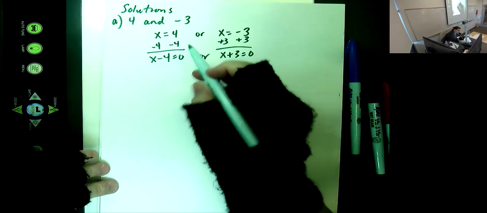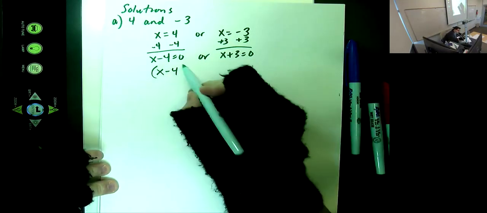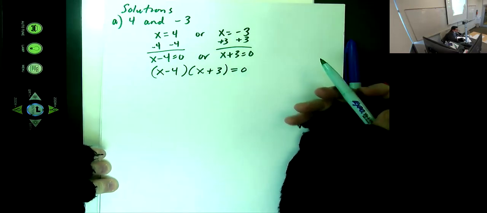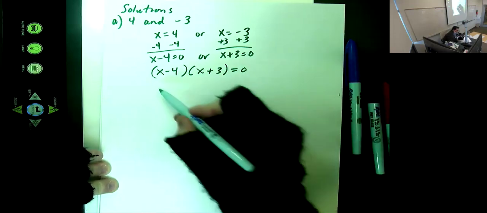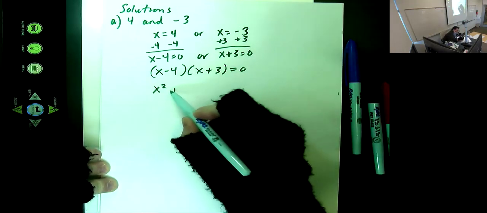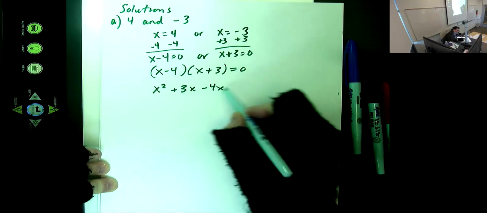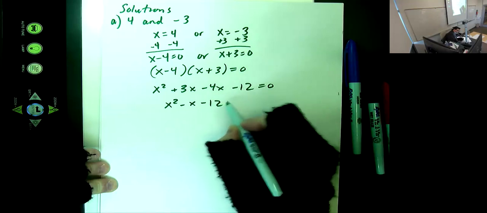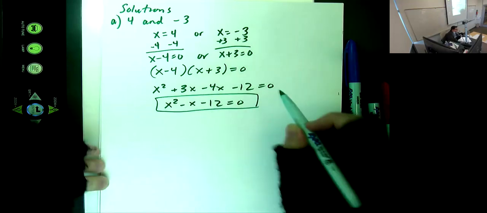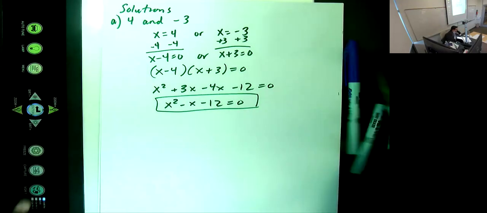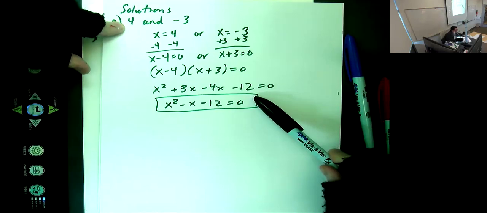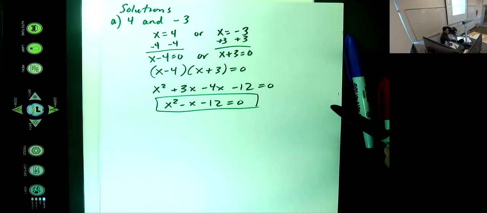Finally, we'll put them together. Well, not finally, there's one more step. If we want the equation in standard form, we gotta multiply it out. And if you solve this, you're gonna see you get 4 and -3.